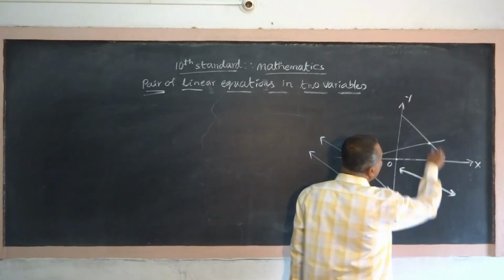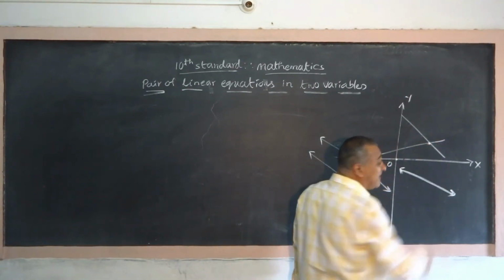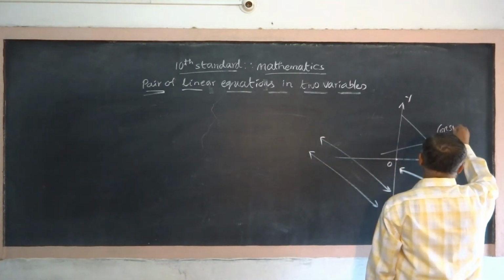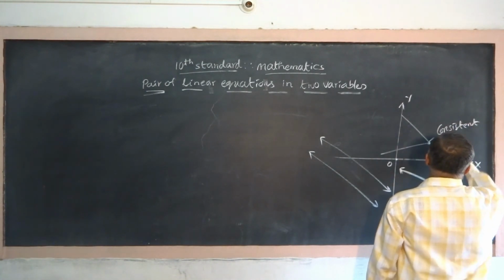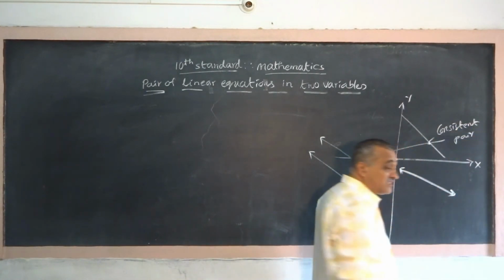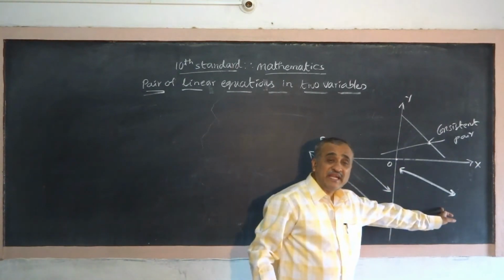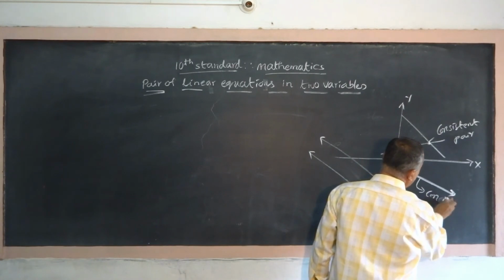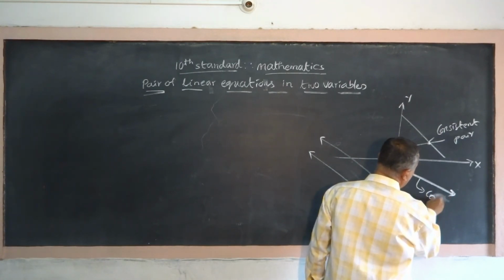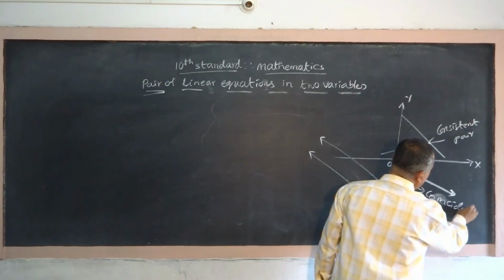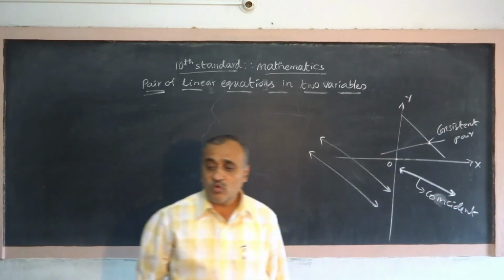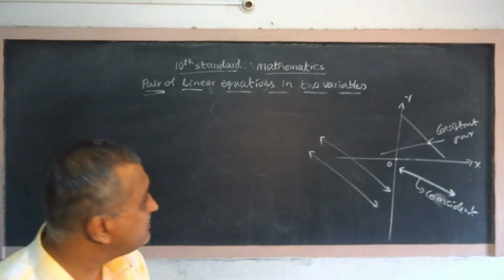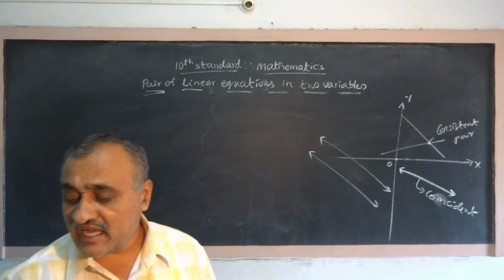Here, these two equations meet at a point. They are a consistent pair because they possess the exact solution. When they have plenty of solutions, they are coincident; they are called coincident lines. That means they have plenty of solutions. In the other case, they do not have any kind of solution.